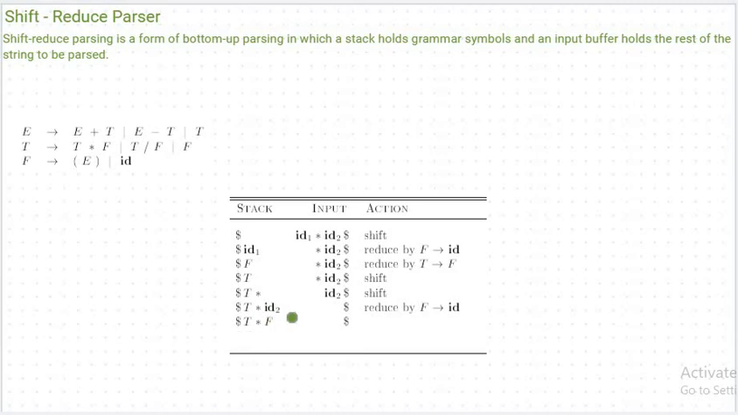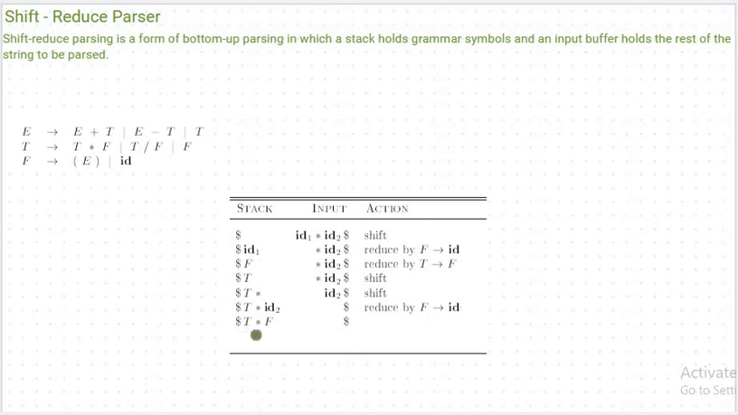Now if you have ID as a handle, next what you can do, you can just see a production which has ID on the right hand side. Which production has ID on the right side? F tends to ID, right? Since F tends to ID is matching with this, you can reduce ID to F. Already you have T star. Now this ID2 is being replaced as F by using the production F tends to ID.